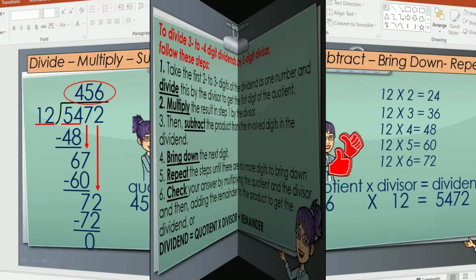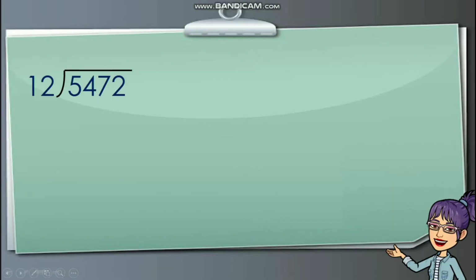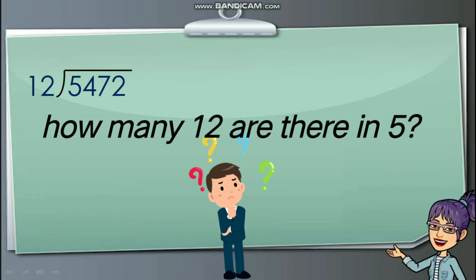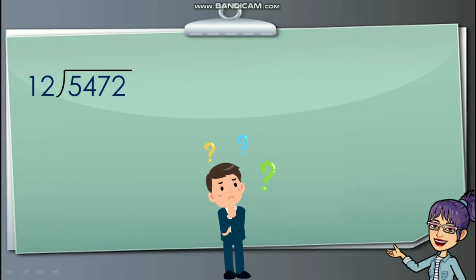Okay, are you ready? Let's have this example. We will divide 5,472 by 12. Let us start by dividing digit by digit, and see if it will work in this number. We could start by asking how many 12 can fit in 5? Okay, what is your answer? I know 12 cannot fit in 5.